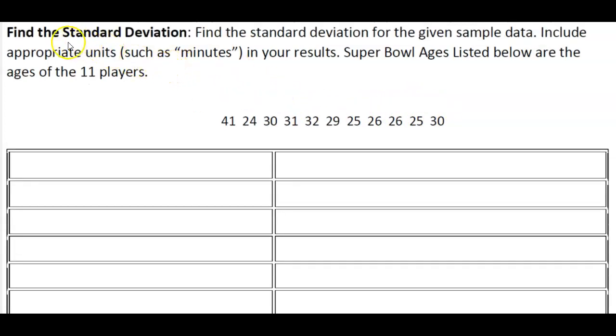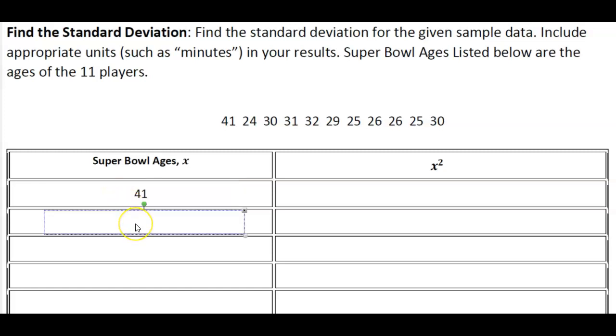For this example, we're going to use the shortcut method to find the standard deviation. So we're going to make two columns. The first column is going to represent the Super Bowl ages, and we're going to call that X. In the second column, we're going to take the value of X and square it. So we're going to list the Super Bowl ages.